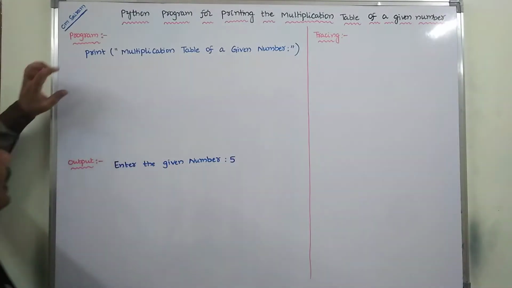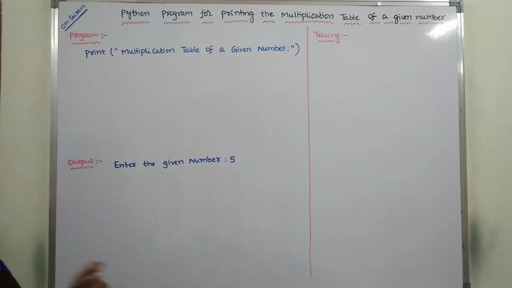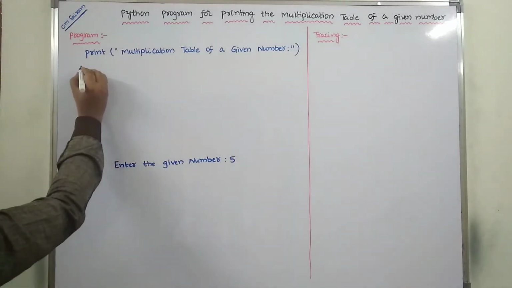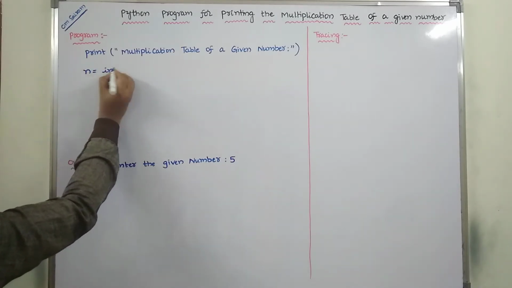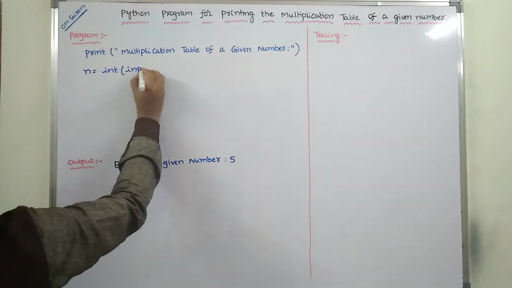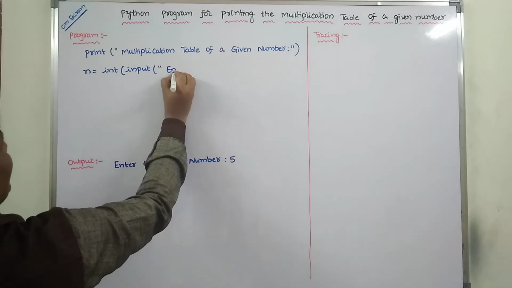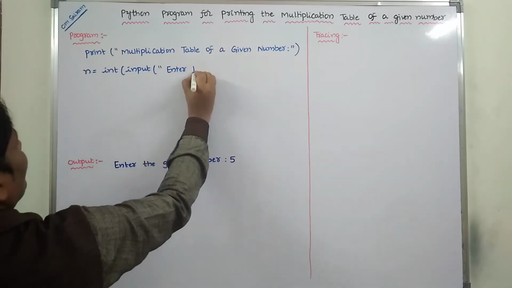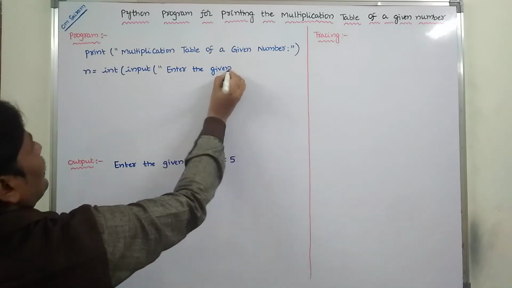Next, we have to enter the given number from the keyboard. For that, n is equal to int of input of "Enter the given number".